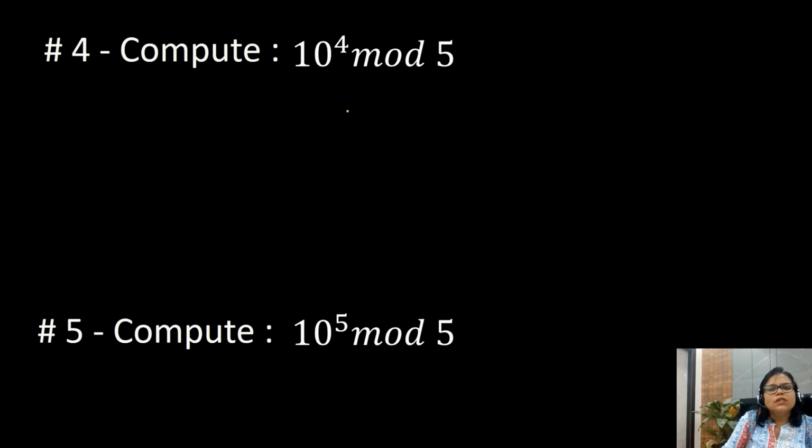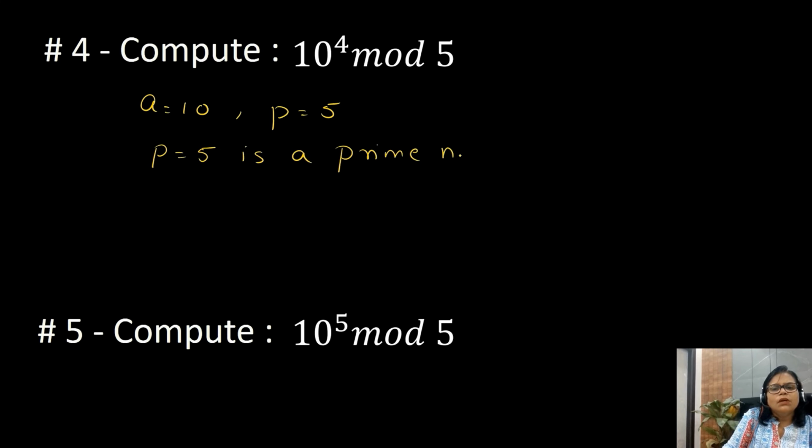Let us now check out these two questions. What is a in this case? a is 10. What is p in this case? p is 5. Now you have to check the first condition, whether p is prime or not. So is p prime? Yes, the first condition is satisfied. So p, which is equal to 5, is a prime number. Then you have to check the second condition, that is, is 10 divisible by 5?